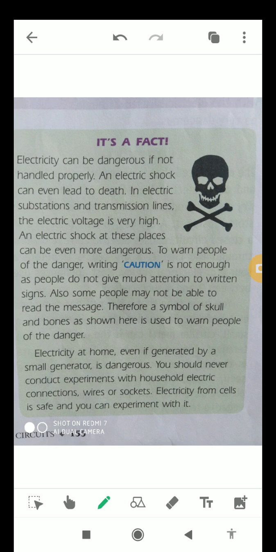Electricity at home, even if generated by a small generator, is dangerous. Okay, you should never conduct experiments with household electric connections, wires or sockets. Electricity from cells is safe and you can experiment with it. So now I hope that you will be able to tell about conductors and insulators very easily.